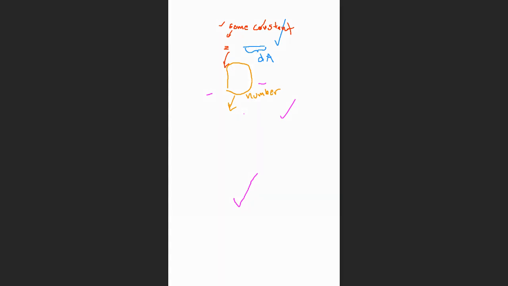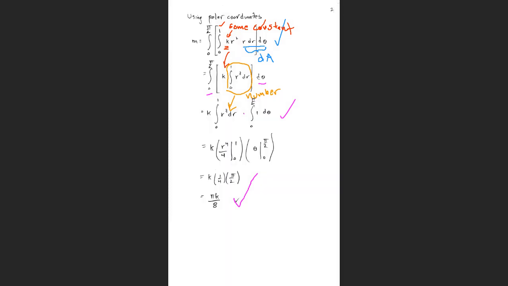We found the total mass now, but what do we have to find next? The total mass of this lamina is equal to pi times k divided by 8. What do we need to find next? Okay, Mary, the center of mass, and to get the center of mass, we need to find what? That's right, Norina, the moments about the x-axis and the y-axis.